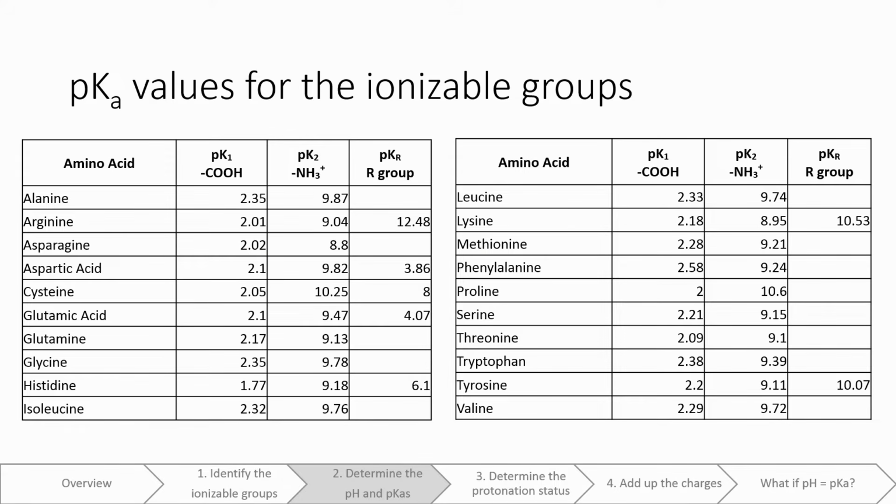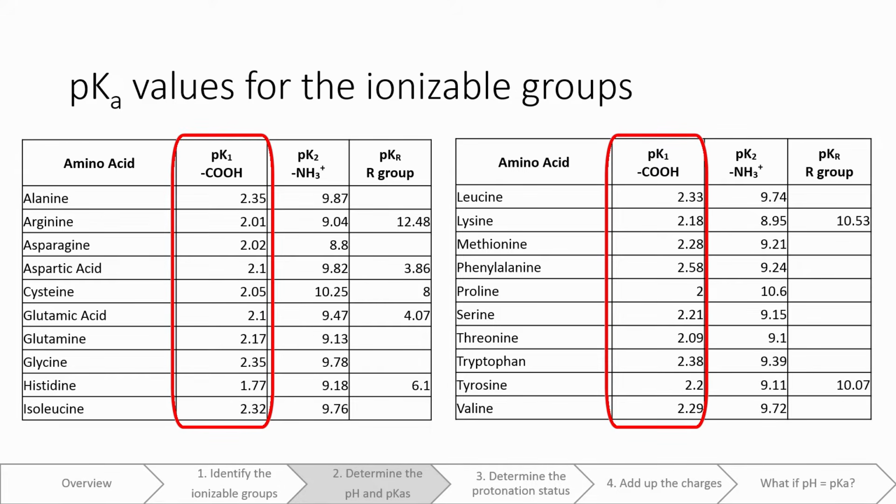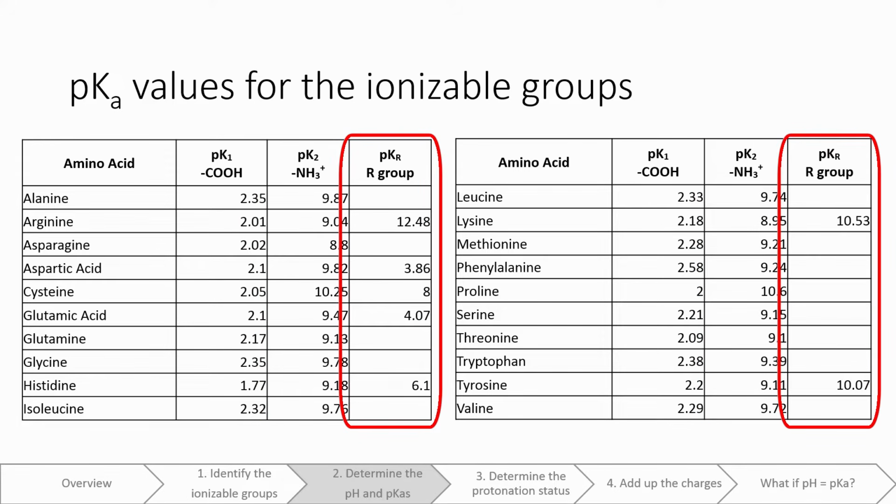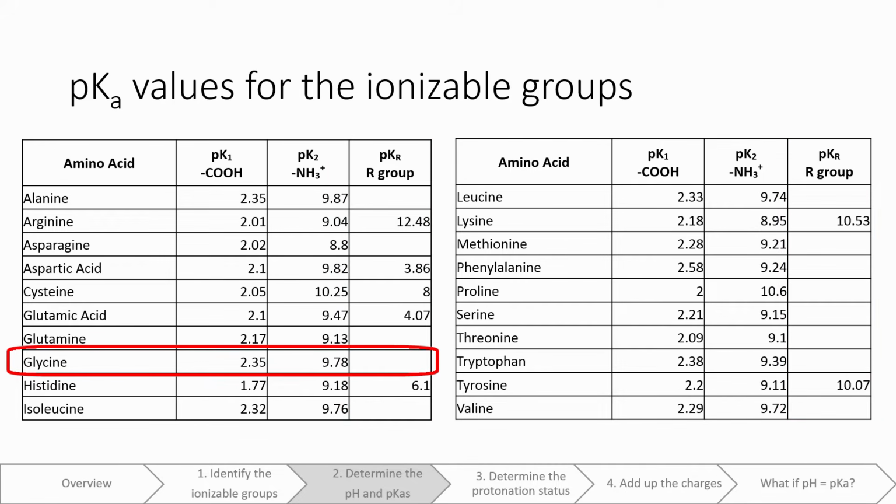These values can be found in the following table. What you'll notice is that all of the amino acids have roughly the same pK1 and pK2 values. pK1 is usually somewhere between 2 and 2.3, while pK2 is somewhere between 9 and 10. You may also notice that some amino acids have a pKr. This is only present if the amino acid has an ionizable R group. In the case of glycine, which has an R group of a single hydrogen, it does not have an ionizable group and therefore does not have a pKr.